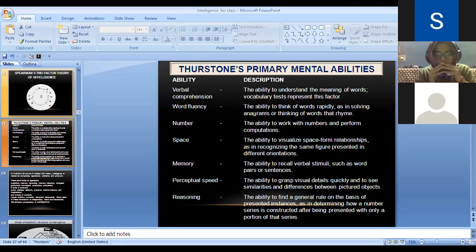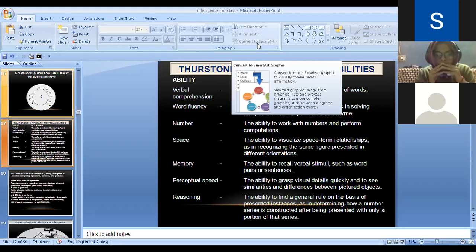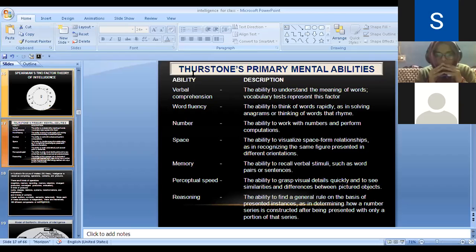So these are the spatial abilities. Who's good at spatial ability, girls or boys? No, the boys are good at spatial ability.